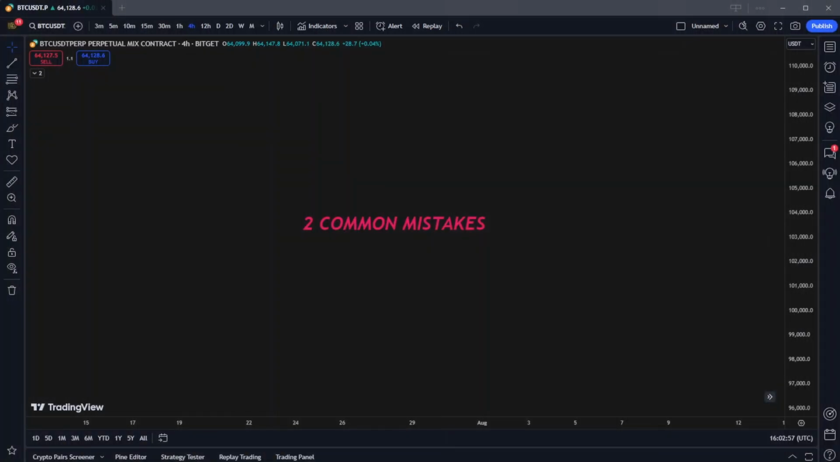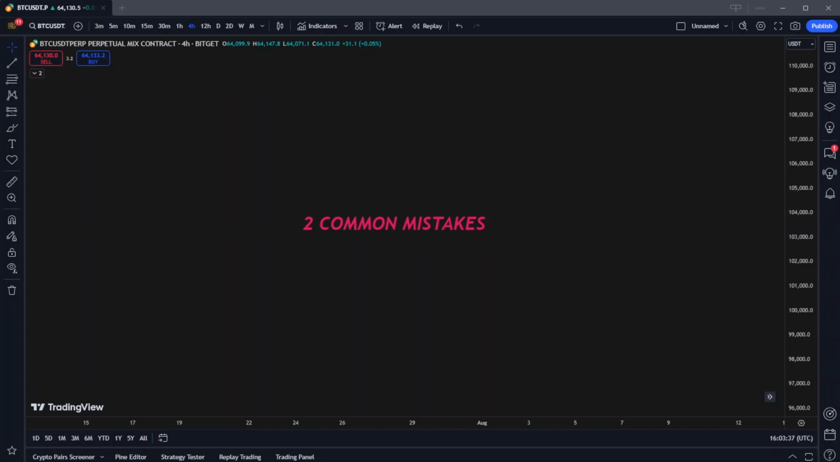Now, there are two common mistakes that a lot of traders will make. The first one is entering too early on a change of character without a break of structure. Entering a trade based on the change of character without waiting for a break of structure afterwards can be very risky. A change of character only signals a potential trend change, but it isn't always an indication that the trend will change, and that's why it's very important to wait for a break of structure to occur after the change of character in the direction that you want.